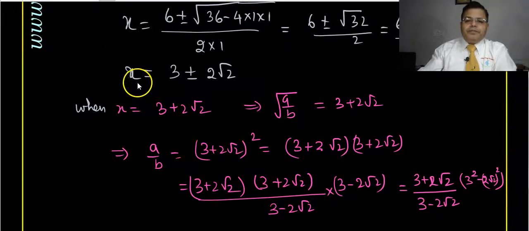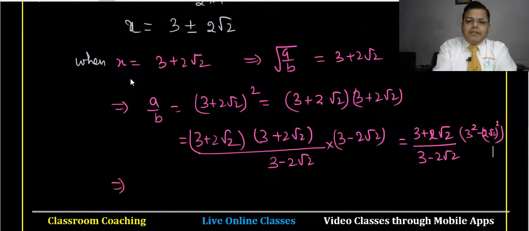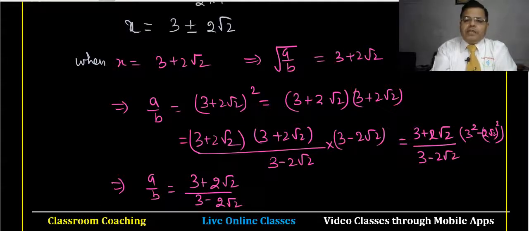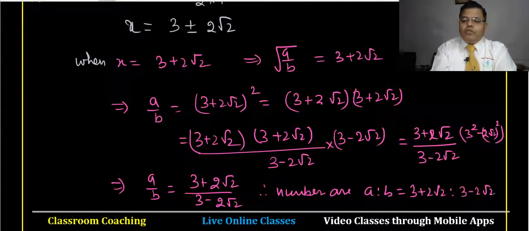So what is left here is A by B is equal to 3 plus 2 root 2 divided by 3 minus 2 root 2, and that will be the ratio. If I take x equal to 3 minus 2 root 2, the same thing will come but in reciprocal form. Therefore the numbers A is to B are 3 plus 2 root 2 is to 3 minus 2 root 2. So that will be the answer.